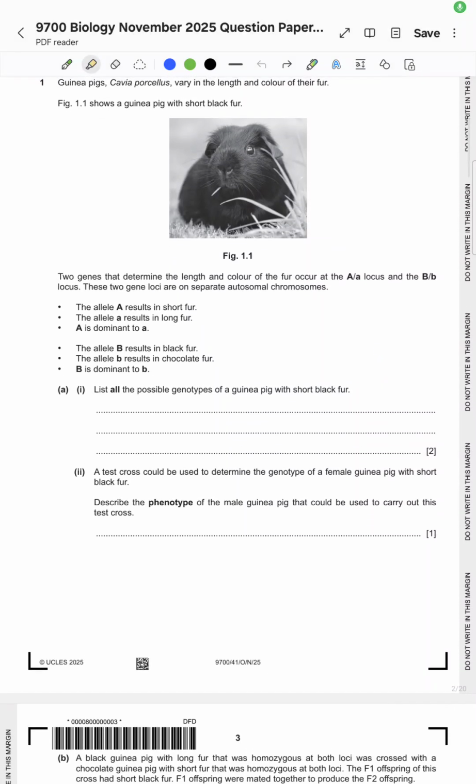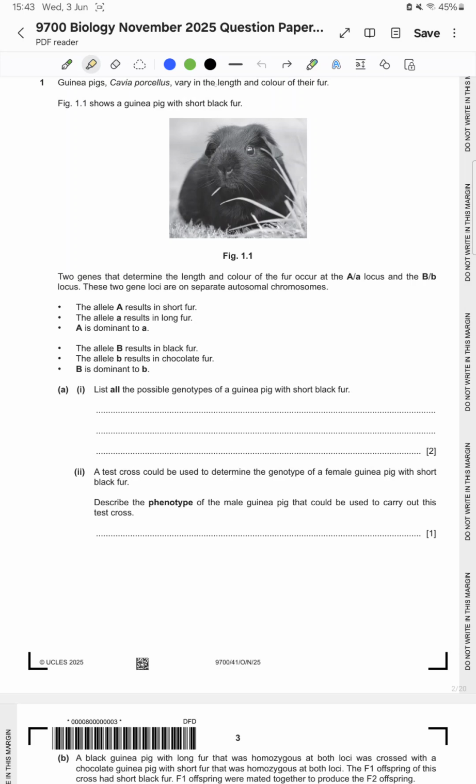If students find difficulty in the test cross question, in which there is a dihybrid cross they have to build, we're going to look into this question, which is more relevant to what kind of questions are coming related to dihybrid cross nowadays in our papers. In this case, a guinea pig varies in the length and color of its fur.